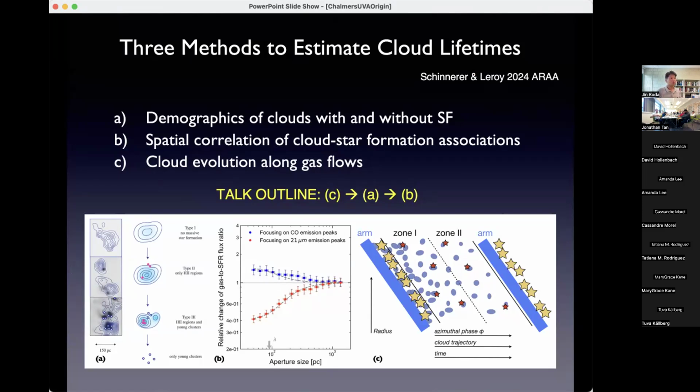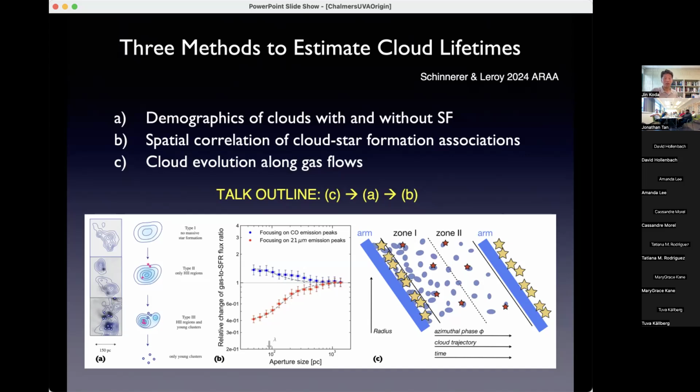But a recent trend is for short cloud lifetimes. And there's a nice, very recent review by Eva Schinnerer and Adam Leroy from this year in the Annual Review series, which you can find on astro-ph. They summarized 3 methods to estimate cloud lifetimes. I'm going to go through each of them in detail, but just briefly. The first one is about demographics of clouds with and without star formation. They look at the molecular clouds and ask if each cloud has star formation or not. The second method is from spatial correlation of molecular clouds and star formation. And the third method is the cloud evolution along gas flows.